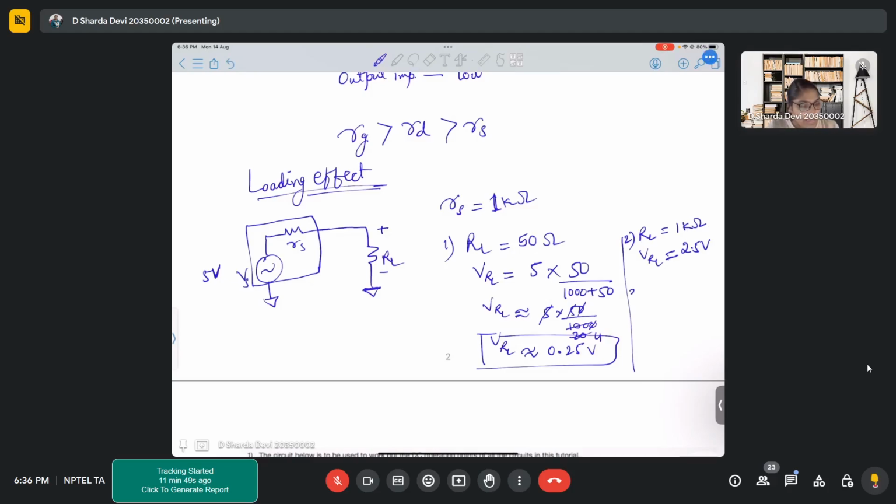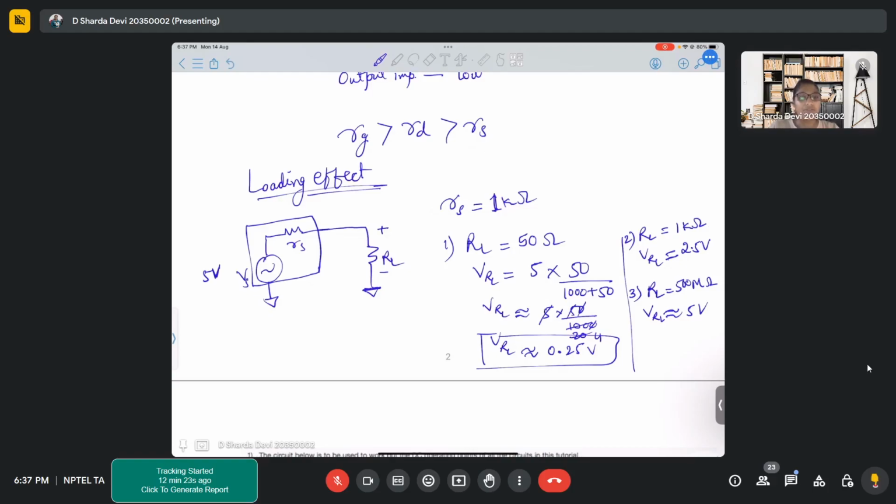Now let's say if my RL is 1 mega ohm, what do you think my VRL will be? Or let's make it 10 mega ohm. What do you think my VRL will be? It will be almost close to 5 volts, right? Very close to 5 volts. Or let's say if I make it even a huge value, 500 mega ohms, then definitely your VRL will be close to 5 volts. So this is what is known as loading effect.